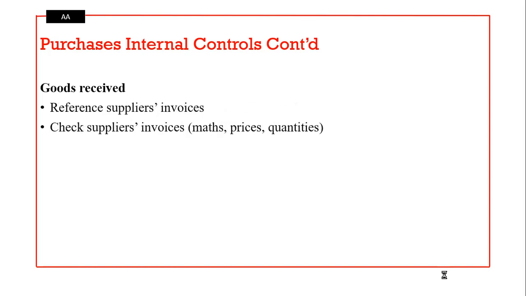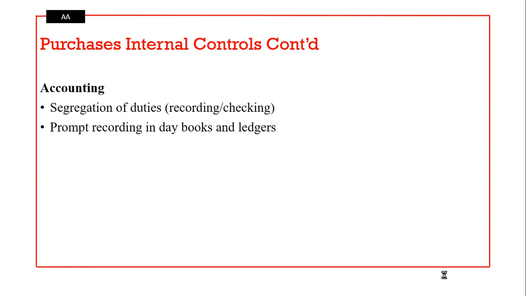We must make reference to supplier invoices. Again, this could be helpful to ensure that the company is not being over-invoiced. There must be a check on supplier invoices for accuracy, marks, prices, quantities, and all those.